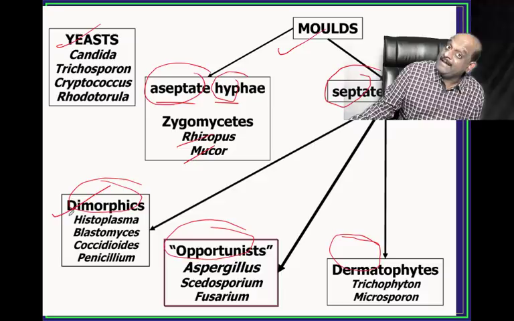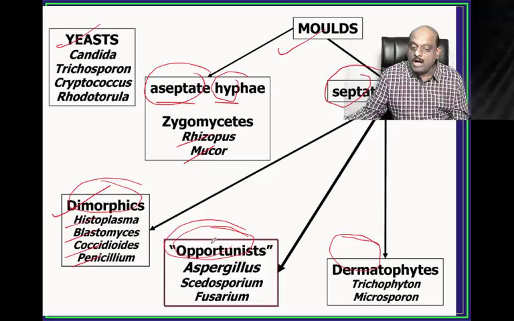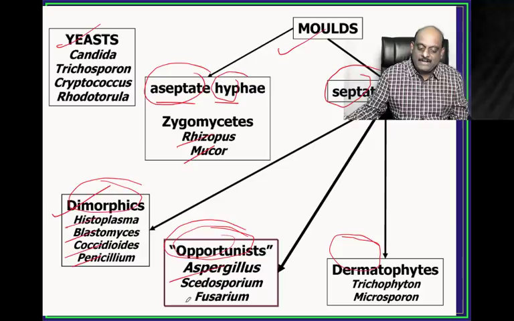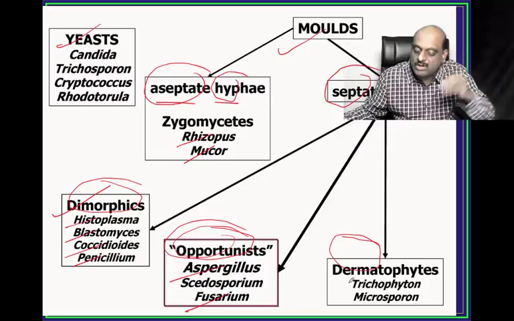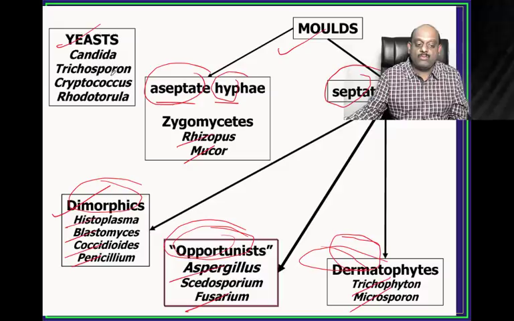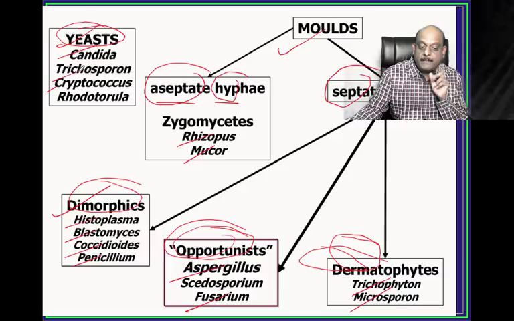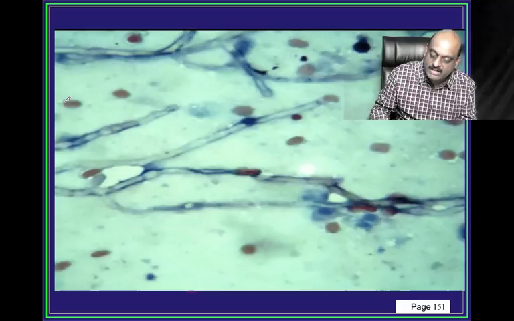What are dimorphics? Histoplasma, blastomyces, Penicillium, coccidioides. Then what are opportunistic septate hyphae containing molds? Aspergillus, fusarium. What are septate hyphae containing molds which are dermatophytes? Trichophyton and microsporum. Then what are yeast? Yeast hota hai candida, trichosporon, cryptococcus. This is the broad classification. Zara isko samajhna chahiye.